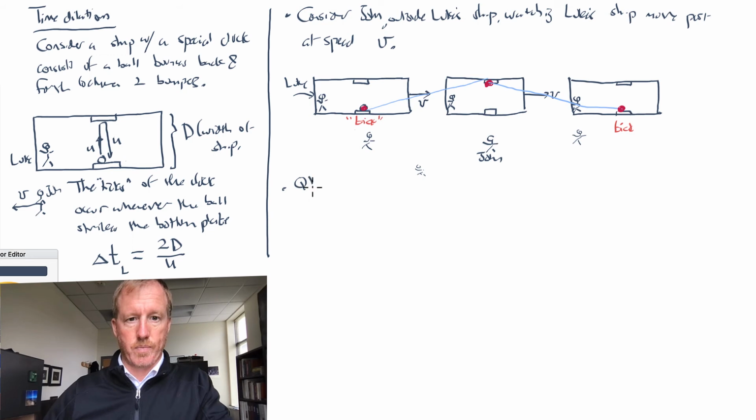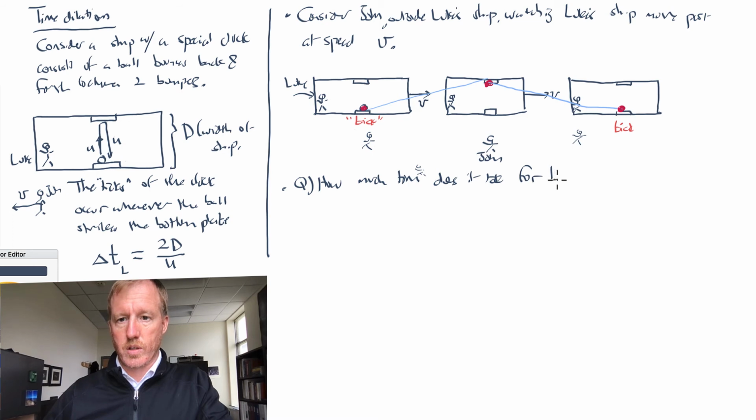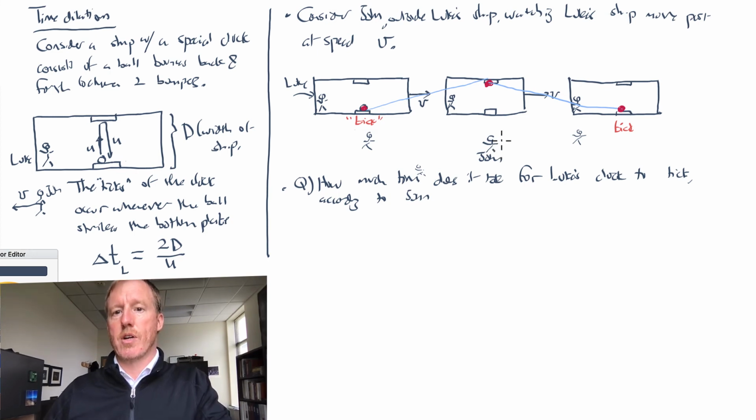So here's the question. How much time does it take for Luke's clock to tick according to John? So maybe John has a little clock that's right next to him, and he's measuring the ticks between his clock and comparing it to the ticks between on Luke's clock and seeing which one is ticking at a higher rate. If these were identical kinds of clocks, they should be ticking at the exact same rate.